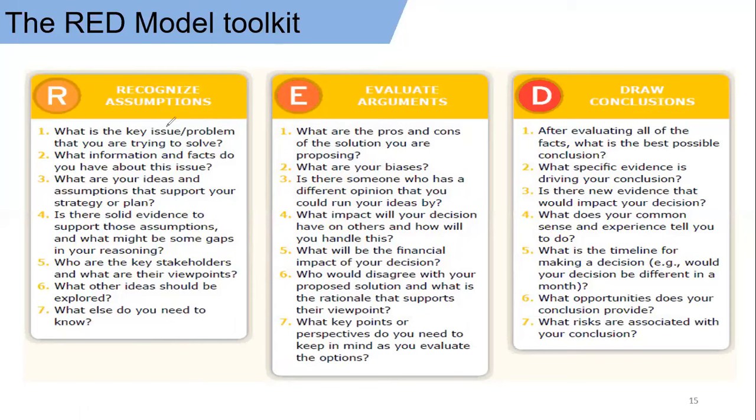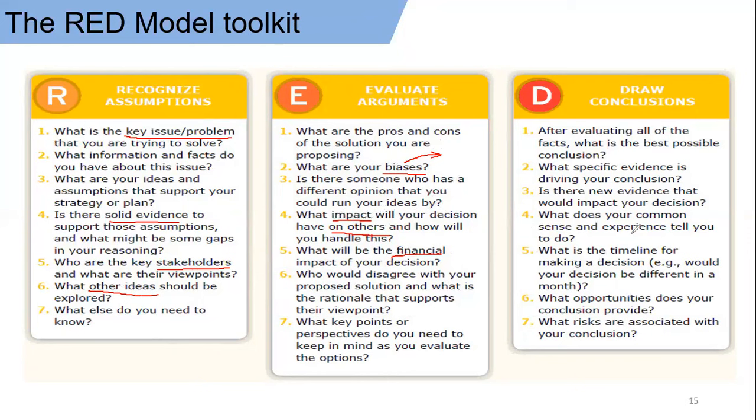So, what is the key issue or problem that you're trying to solve is a very important question. Is there any solid evidence? Who are the key stakeholders? Like one of you pointed out from a design thinking standpoint. And which other ideas should be explored apart from the one that is being proposed by the stakeholders? And in evaluating arguments, the most important point is what are the biases that seem to be coming into play. And then the human impact of decisions on others from a design thinking standpoint. Now, financial impact is equally important. You can't just focus on only human or only financial impact.